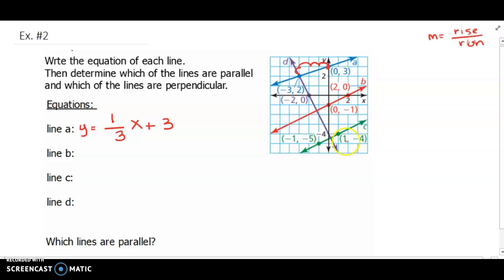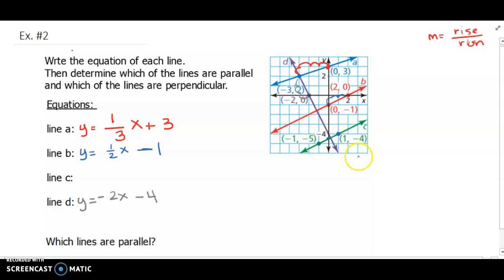Okay, I want you to do B and D. Those should be pretty easy. And then we'll come back and do C together. All right, guys, so I put what you should have gotten for lines B and D. Now, notice all I did is I counted the slope, and then I found the y-intercept and put them together. Line C is a little bit different because notice we don't know where exactly they cross.